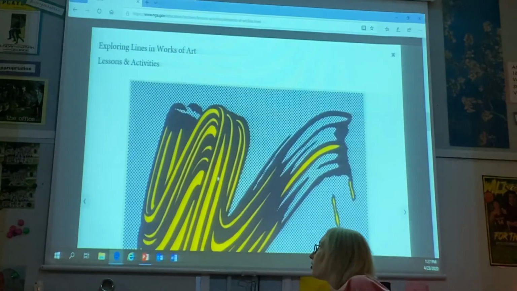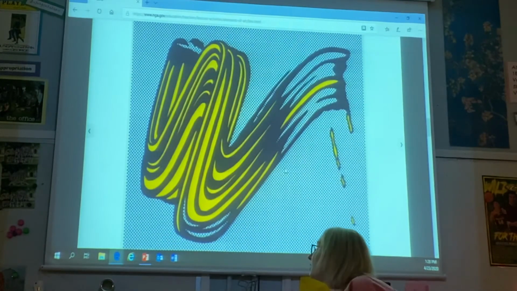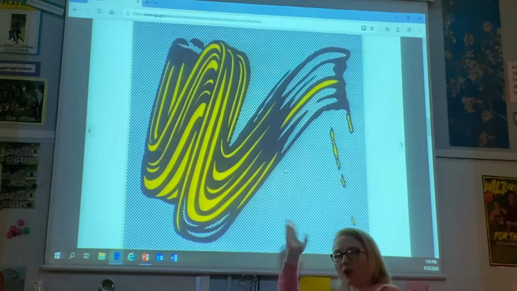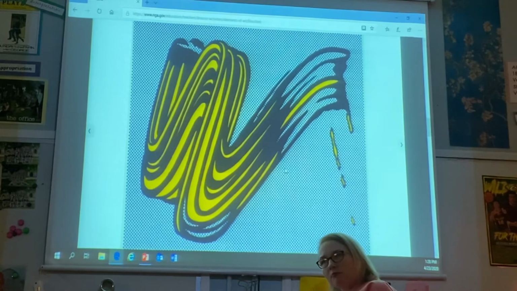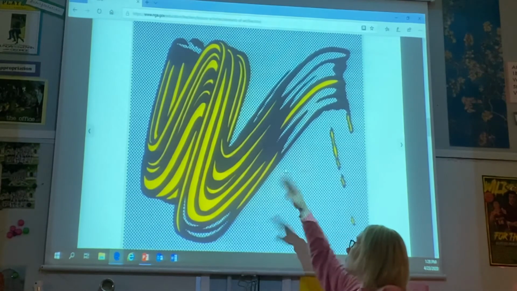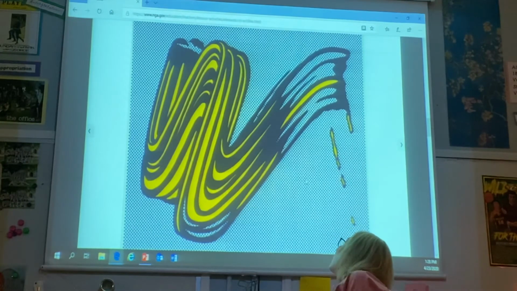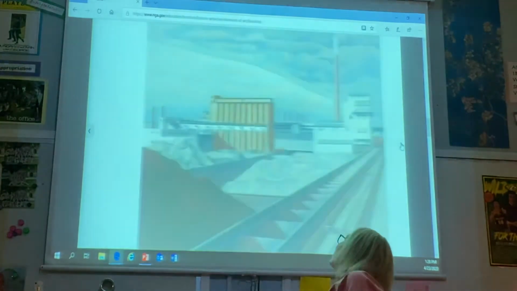Alright, so just by looking at these paintings, it's got some wavy and some diagonal lines. So what do wavy lines mean? Gracefulness. And what do diagonal lines mean? Movement. Okay, so you can almost feel the paint dripping, right?